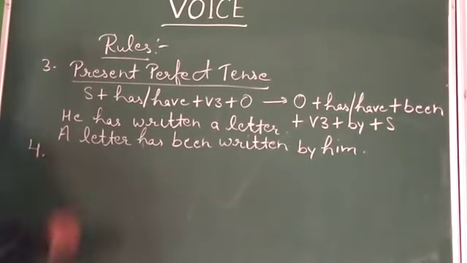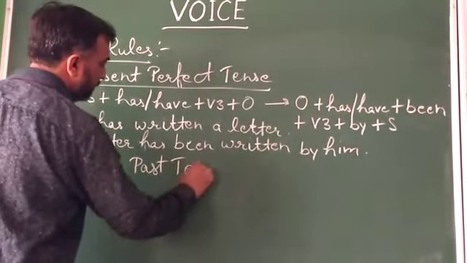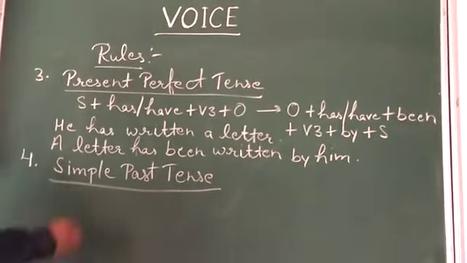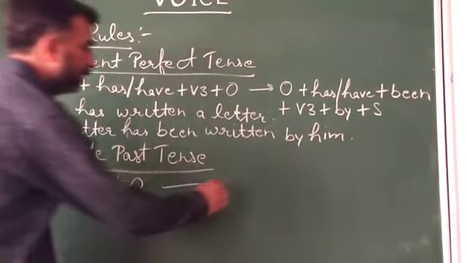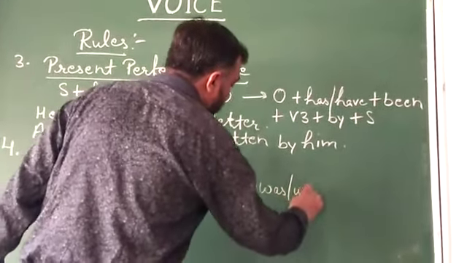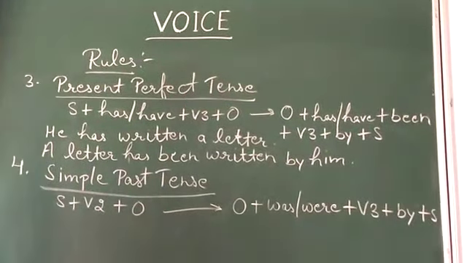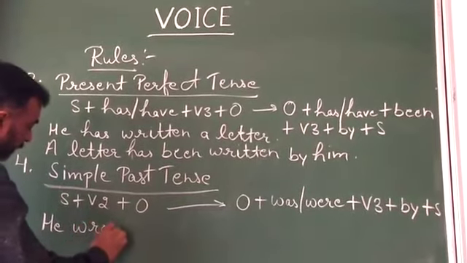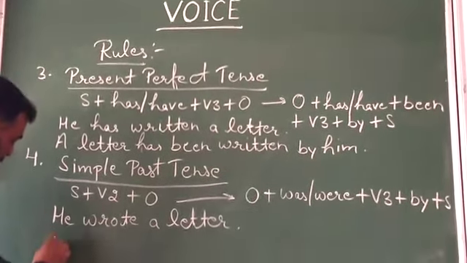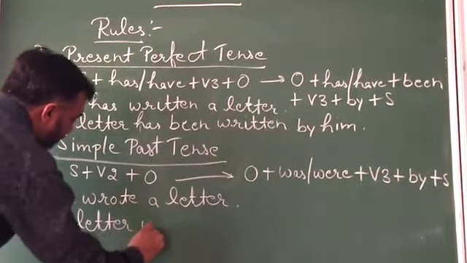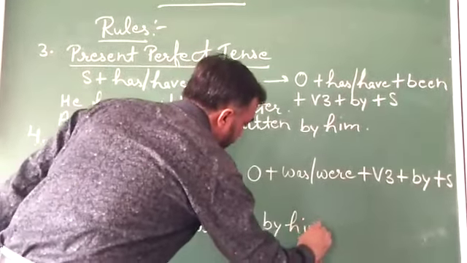Now, the fourth rule, simple past tense. What is the structure of simple past tense? Subject plus second form plus object. How can we change it into passive voice? Object plus was/were plus third form plus by plus subject. Through an example, he wrote a letter. This is an active sentence. What is the passive sentence? A letter was written by him. This is a passive voice.